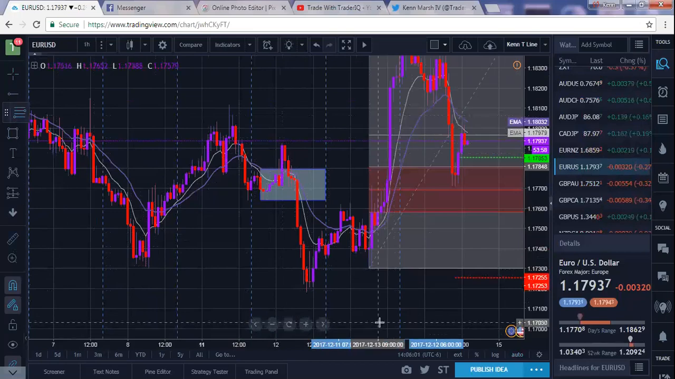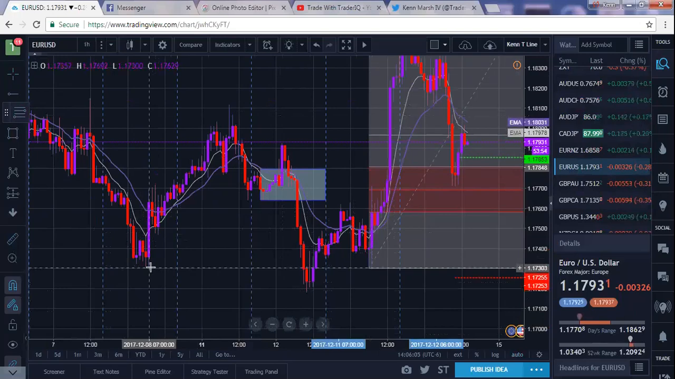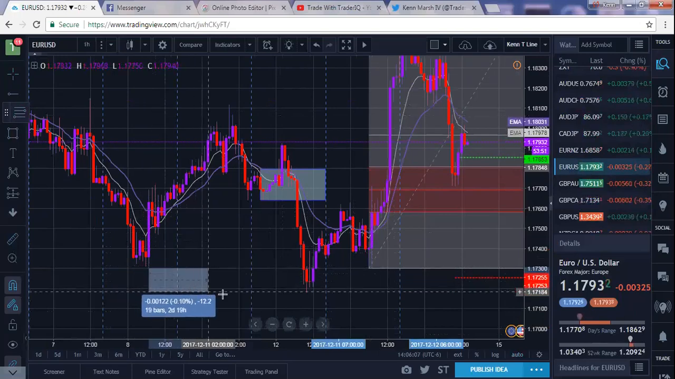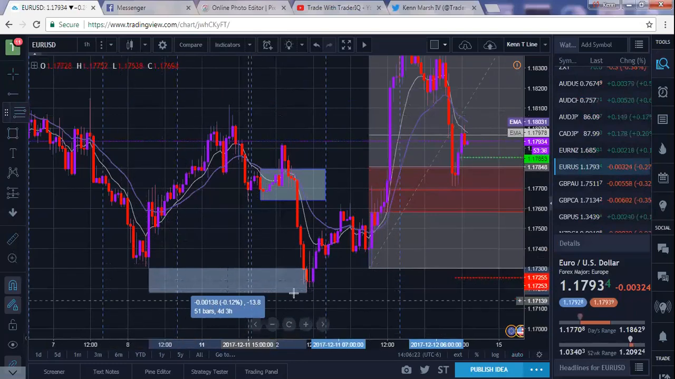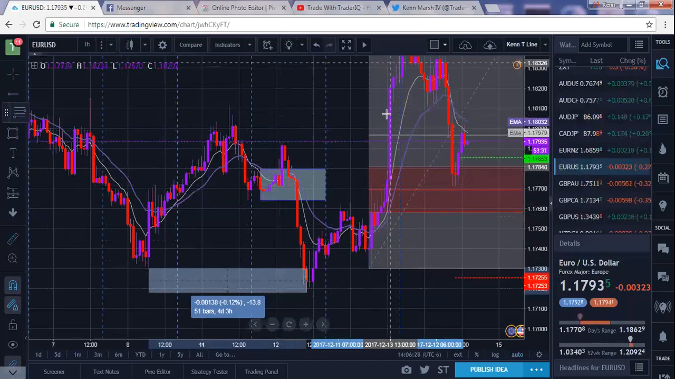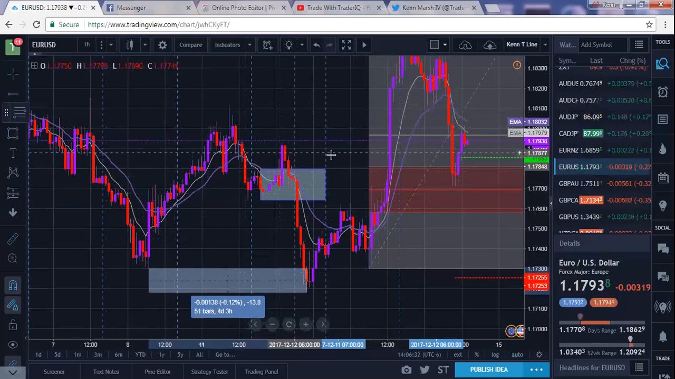So let me get the measuring tool here and let's find out. So right here, down to there. Okay, can you see that? Almost 14 pips. That takes out all the sell stops, enters in all the sell stops. They get the liquidity they need to move the market higher. And then boom, it flies up. And this is when you get your swing low.